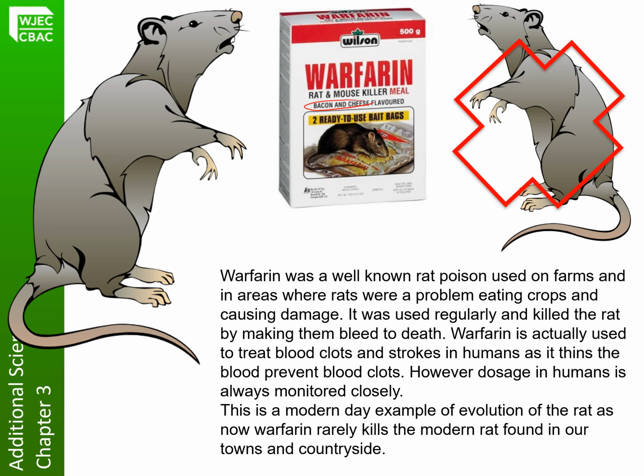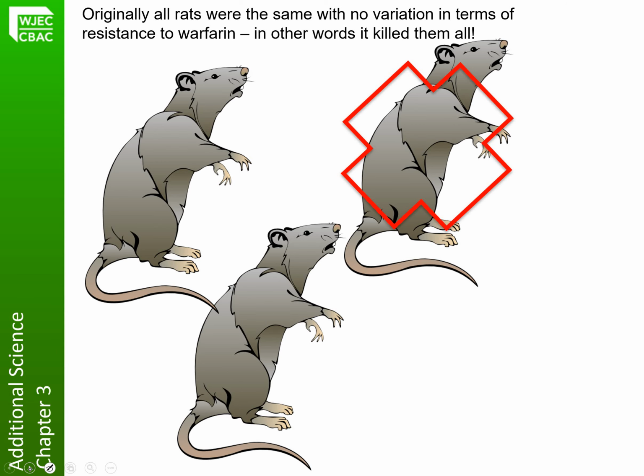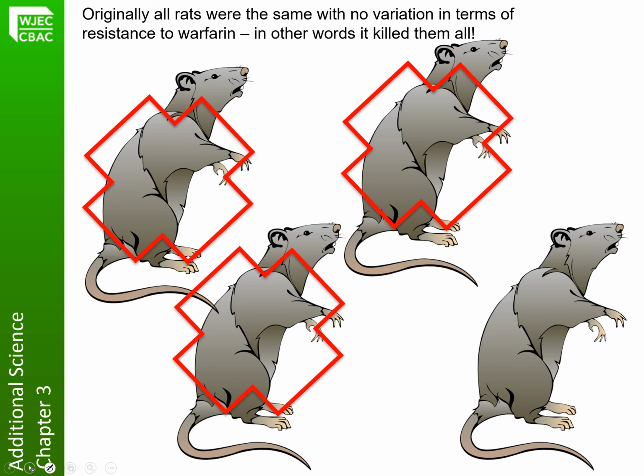So this is a modern day example of evolution of the rat, as now warfarin really doesn't kill the modern rat found in our towns and countrysides. So there's absolutely no point in putting this stuff down in most areas because it's not going to be effective. So here's the start of my little animation. Originally all rats were pretty much the same, with no variation in terms of resistance to warfarin. In other words, whenever they ate warfarin, they all died. So there we are. The crosses are indicating they're all dead.